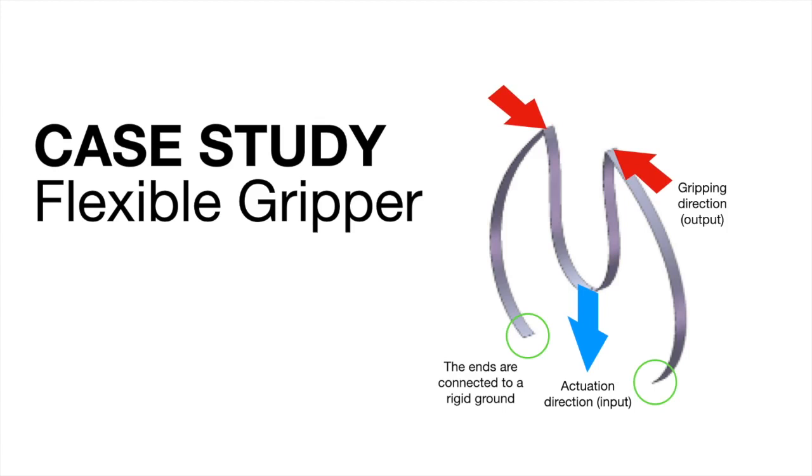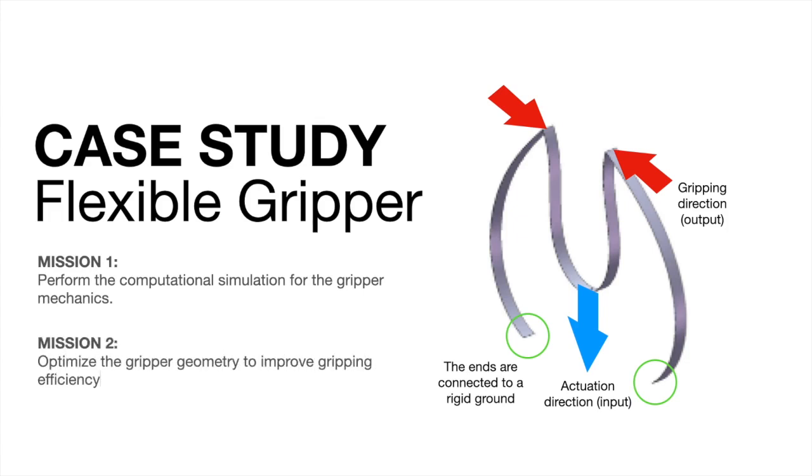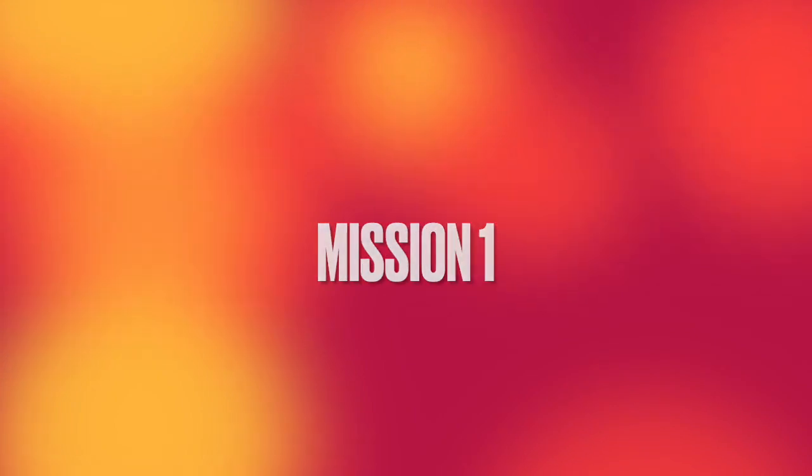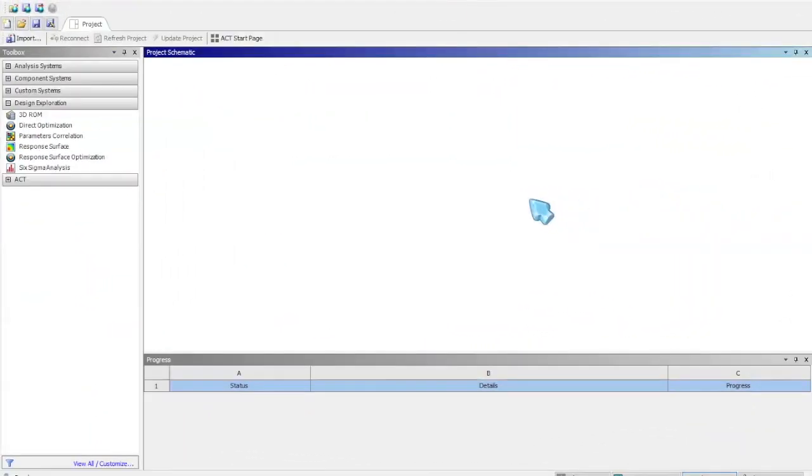Now we have two missions to accomplish. The first is to perform the computational simulation for the gripper mechanics, and our second mission is to optimize the parameters of the gripper geometry so that we can improve the gripping efficiency. Okay, let's do this, guys.